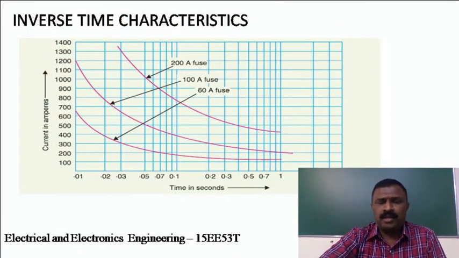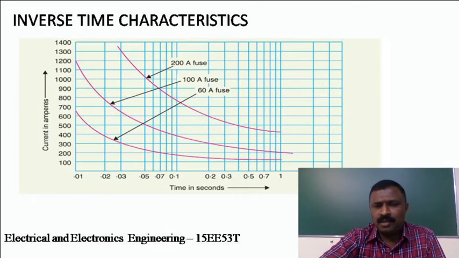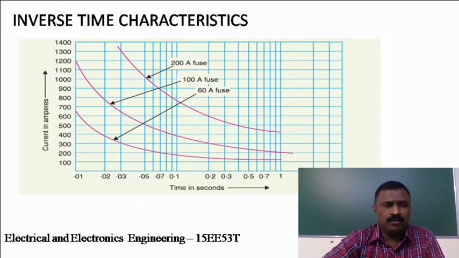When it comes to the characteristics of the fuse, we have different characteristics like inverse time, definite inverse, and extreme inverse. These are the comparison of different curves with different ratings. This is the inverse time characteristic of a 200 ampere fuse, this is the inverse time characteristic of a 100 ampere fuse, and this is the inverse time characteristic for a 60 ampere fuse. So now we are comparing the different fuse elements like 60 amperes, 100 amperes and 200 amperes.